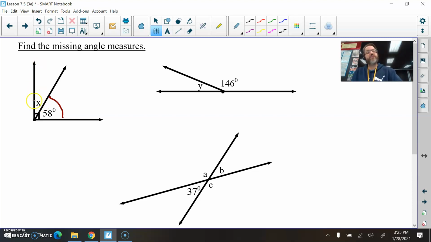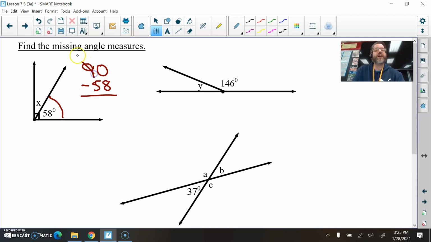Well, together they form this right angle here, which is 90 degrees. So angle X and this angle that's 58 degrees are complementary angles. They total 90 degrees. So if you want to find the measurement of angle X, then you can take 90 degrees and you can subtract 58 degrees. And when you subtract that, you'll get 32 degrees.